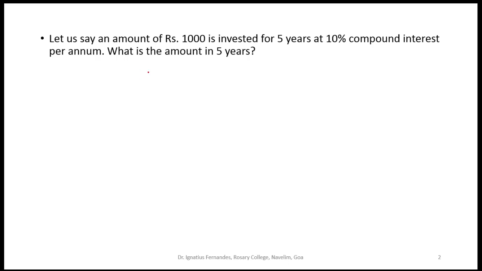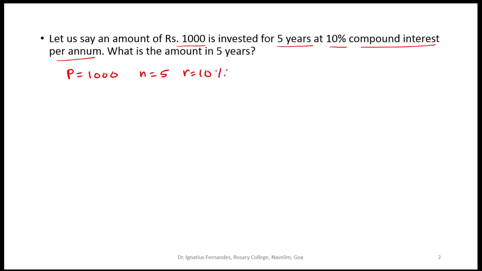and this is the same example that we considered for simple interest as well. So an amount of rupees 1000 is invested for 5 years at 10% compound interest per annum. What is the amount after 5 years? So we have a principal amount P of 1000 which is invested for 5 years at a rate of 10%.